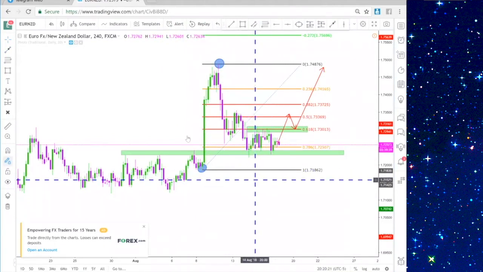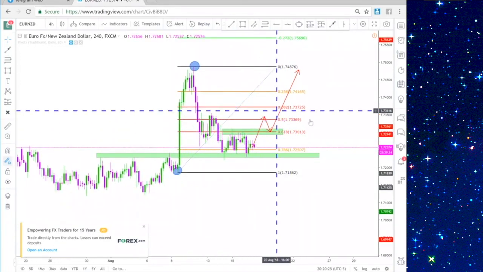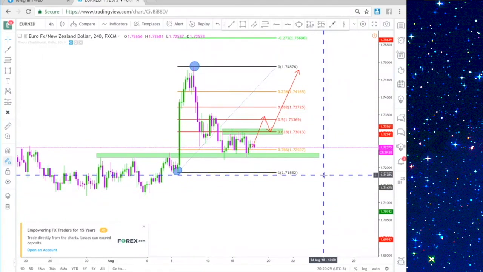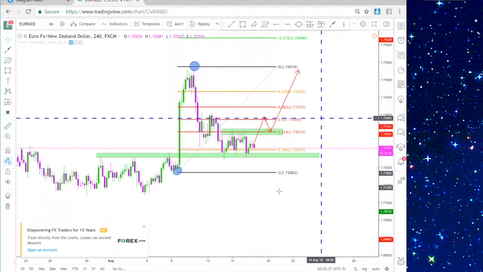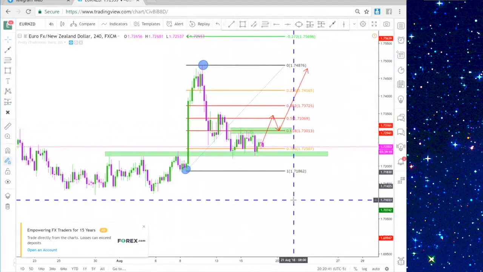I don't want to sell her, though, because of this. I'm only going to try and buy her if she breaks and sustains above this. That would be it. Otherwise, I'm not paying any attention to her. There's so many other pairs. Yeah, exactly, Janelle. So many other pairs to look at. What other questions you guys have regarding fibs and structure?